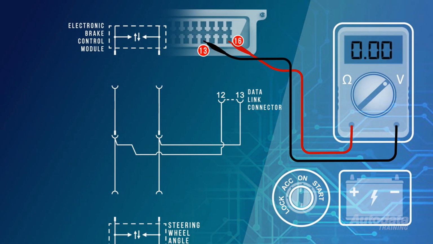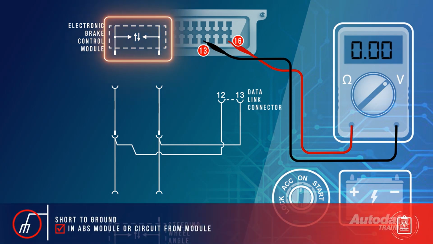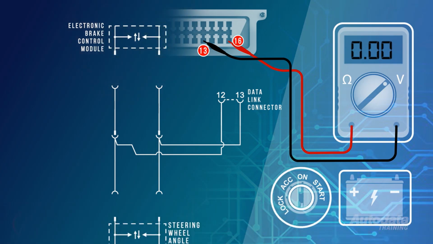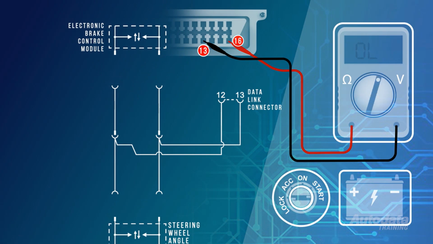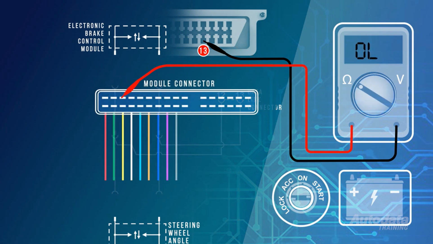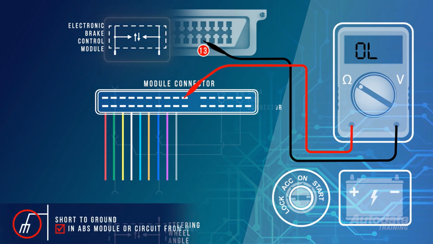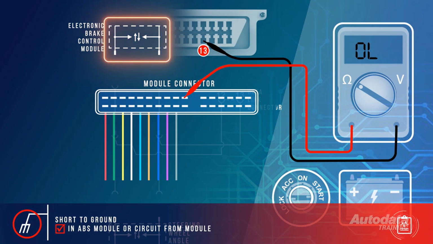If the meter now displayed 0 volts, the short to ground is within the ABS module or a circuit from the ABS module. Turn the ignition off and perform a continuity test between the serial data terminal and all other terminals within that connector. If no fault is found, this confirms the short to ground is within the ABS module. Although a fault in this module would normally be associated with other ABS DTCs.